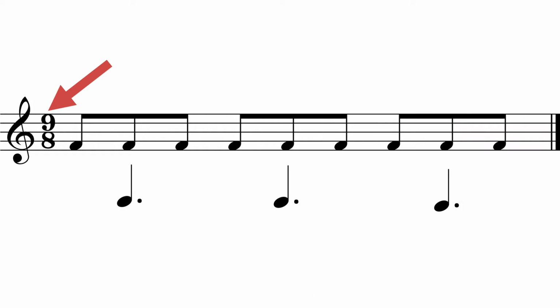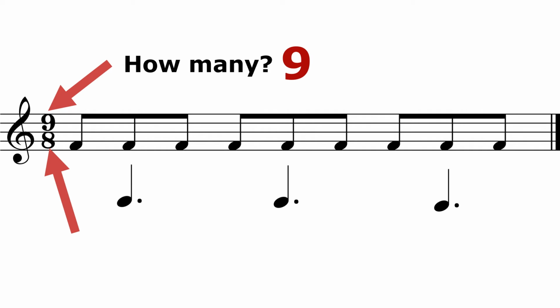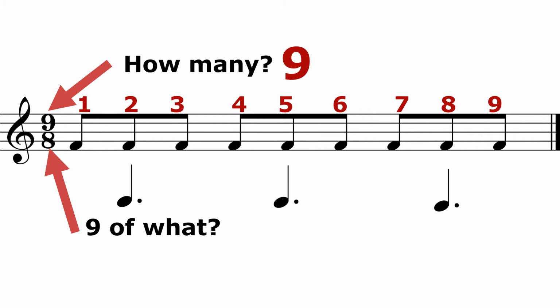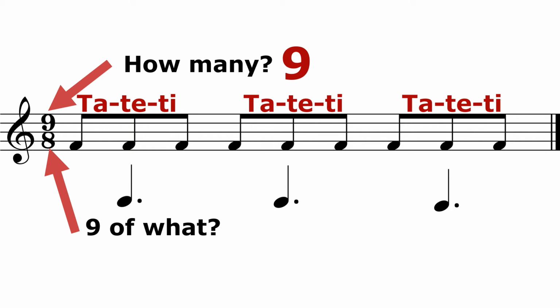I'm sure you can figure out 9/8 by yourself. Hey? Well, let's do it together. So our top numeral in a time signature tells us how many. In this case, 9. And the bottom numeral indicates the note type. In other words, 9 of what? And in this case, 9 quavers, which gives us 3 groups of tatetis.